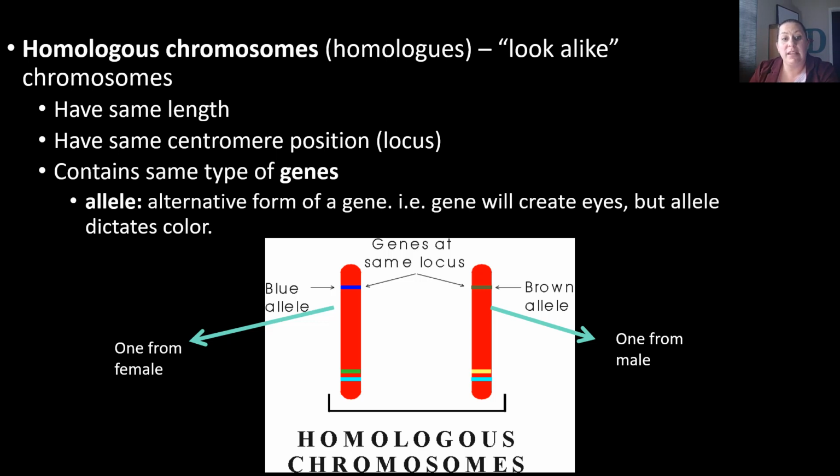So you have the blue allele that came from your mom, the female, and the brown allele that came from the male, but they're located in the same area, and they both are going to code for eye color. Now, they code the same gene, but if you'll notice, they code for a different color. That part doesn't matter as much, as long as they both are coding for eye color. That's the part that makes them the same. That's the part that makes them what we call homologs.